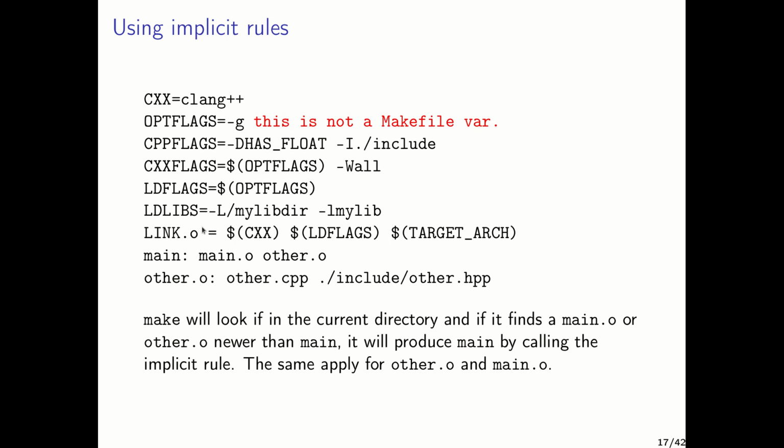The way I want to link is by using the C++ linker. I will tell you why we need that. And then I just write main.o, other.o, other.cpp, include other.cpp. That's it. Now, if I do make main, Make will run the compiler and the linker using clang++ as the compiler and using all those options in the compiler and in the linker.